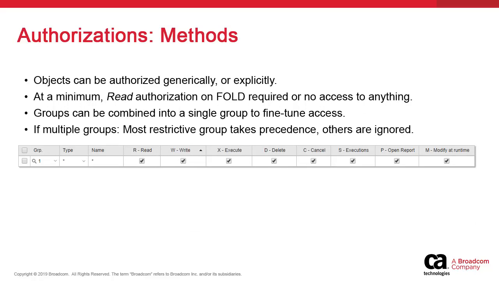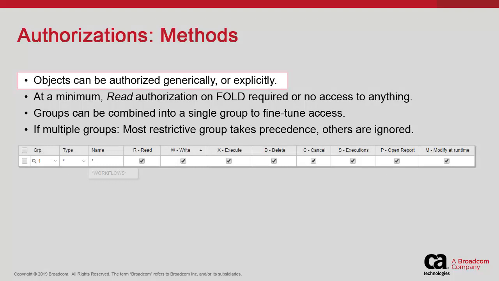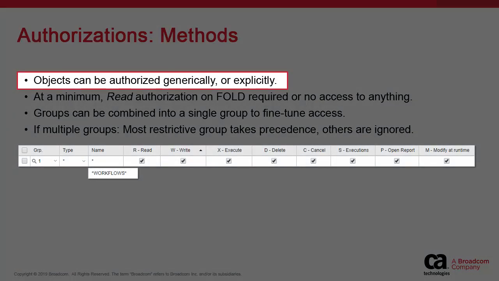Let's consider some of the methods of designing authorizations. The first is the name of the object using the name fields. This is a straightforward naming system with wildcards, star and question mark. Star means objects with any name. Star workflow star means any object, the name of which contains workflows, and the question mark replaces a single character.